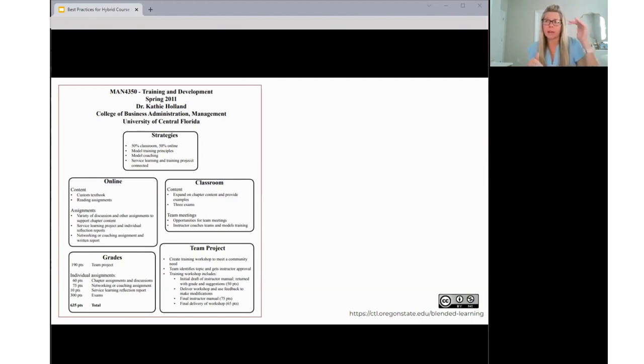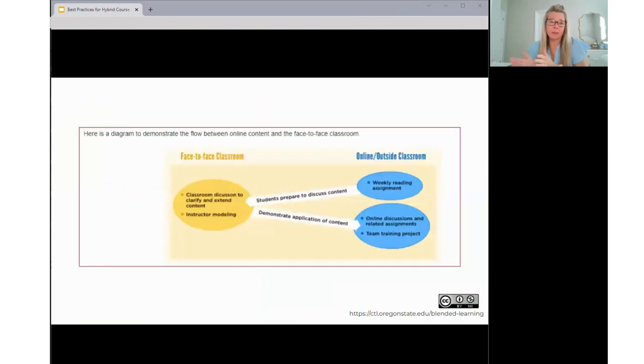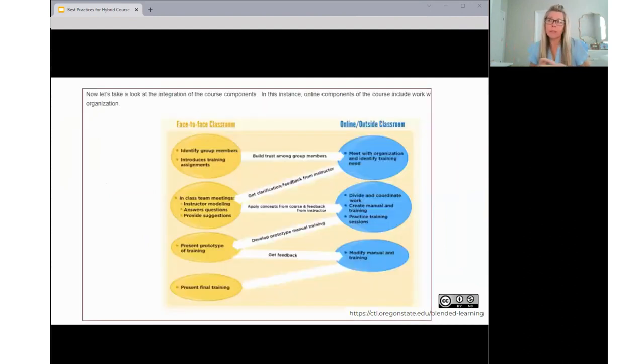And then there's that online and classroom, a consideration of grades and a team project. And then that can turn into something more like this, where this again is still that Venn diagram, just further connected. And again, the in class and the out of class and the connection between the two. And then as you continue to develop your weeks or your class meetings, you can add to that. And so this is what that might turn into.